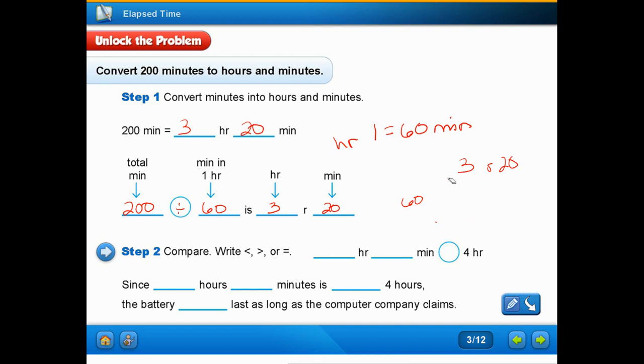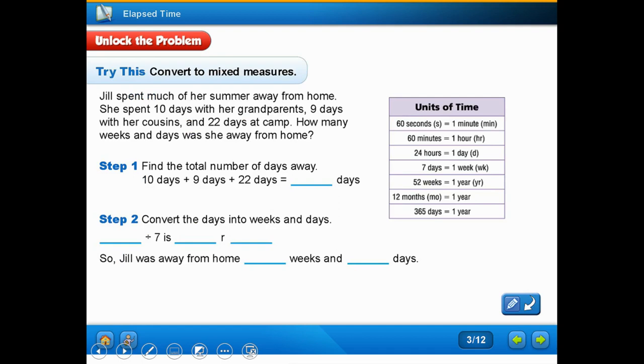Next part, step 2, here at the bottom of that section, says compare, right? Less than, greater than, or equal to blank hours. So it would be 3 hours and 20 minutes. Well, which one is greater, 3 hours and 20 minutes or 4 hours? Just off the top of our heads, we should know that that would be 4 hours. Now, we are not going to go any further on this page. We're just going to continue forward to the next one.